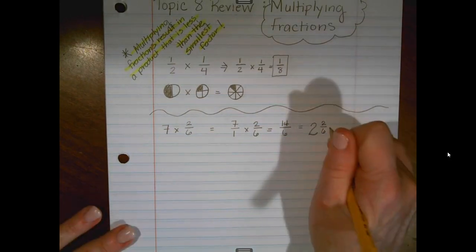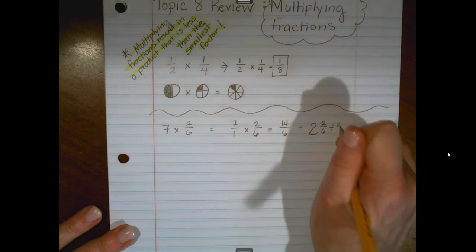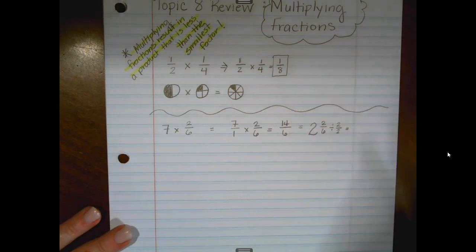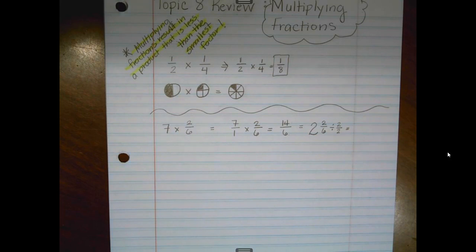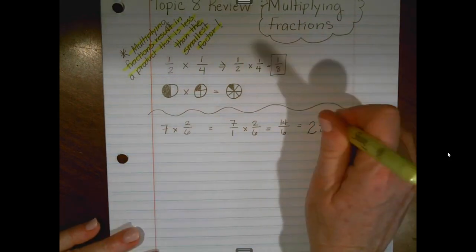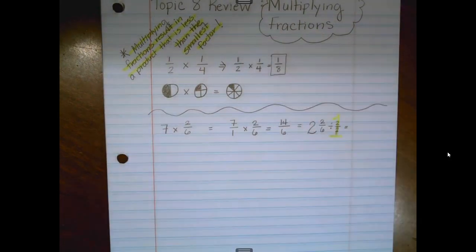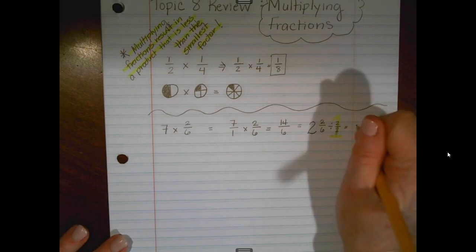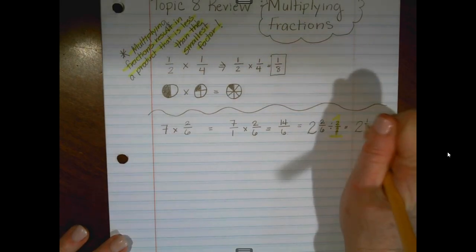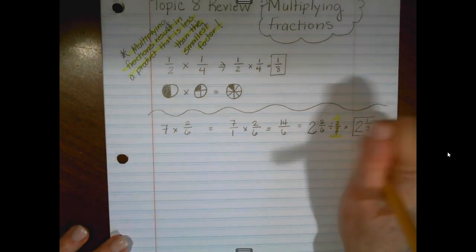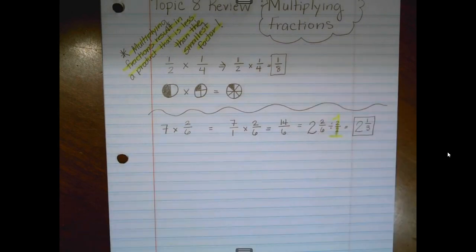The only thing I have to do is look to see if the mixed number simplifies. It does. I can simplify it by 2/2, and just a walk down memory lane, what we're doing is we're simplifying numbers by a form of 1. So we are basically scaling down to get the final product of 2 and 1/3. So when we multiply 7 times 2/6, the final answer is 2 and 1/3. All right, let's take a look at another example.